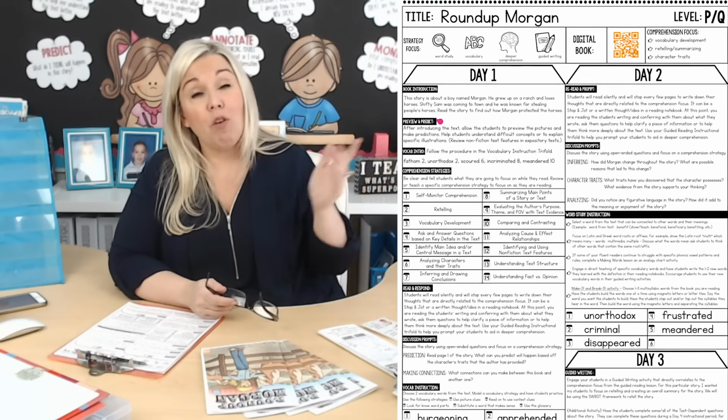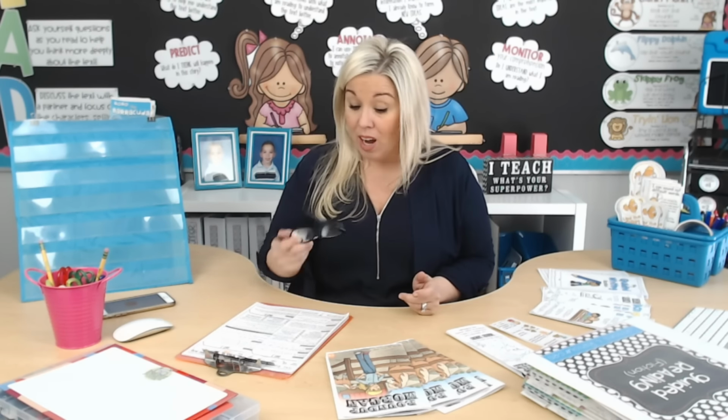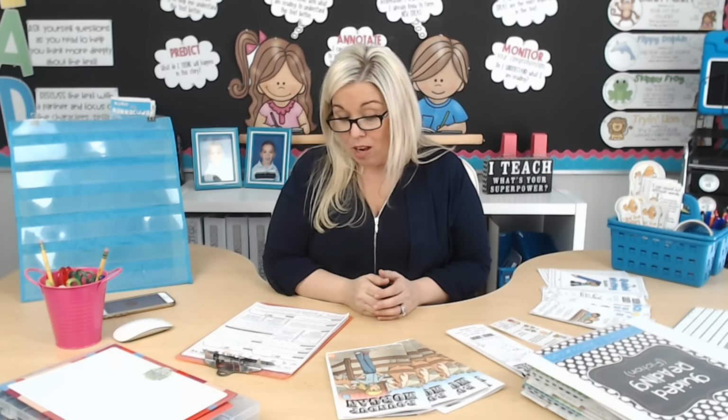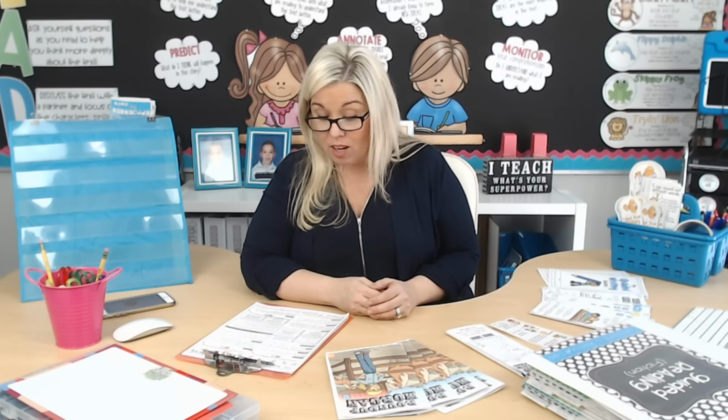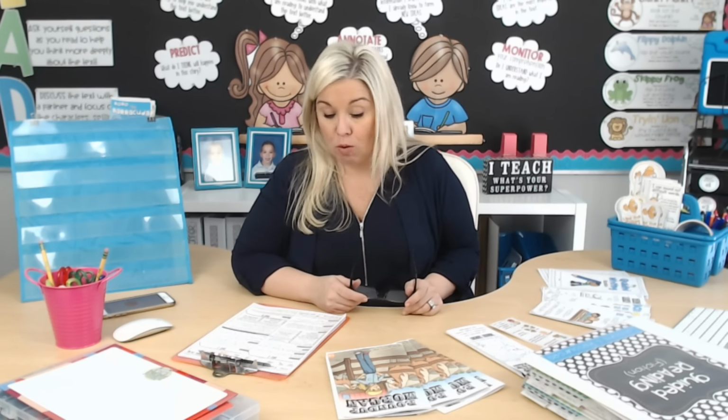Then we move into vocab introduction. This is when I'll choose a couple of vocabulary words from the book that I feel might be difficult for the students to read and maybe even understand. For this particular story, I chose the word unorthodox and the word incriminated. These two words are difficult, not only difficult to say, but difficult to understand. So these might be one or two words that I choose in the book to do some pre-teaching before they read the story. So that's the vocab intro, really simple.